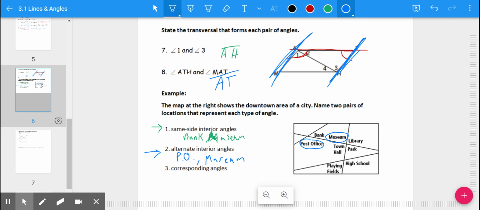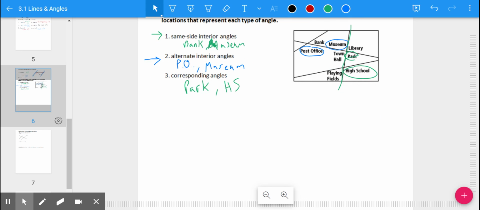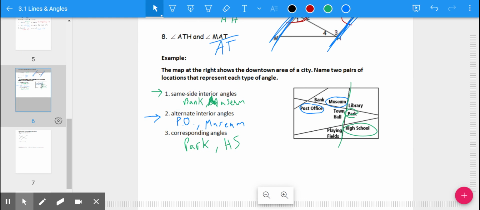And one other one, corresponding angles. So corresponding angles, we want to be in the same spot on the intersection. So for instance, if this is an intersection, this is an intersection, we would have the park going in the same spot as the high school, both in the bottom right of their respective intersections, with the transversal going right down like this. Park and the high school. So there's some additional examples dealing with transversals and angles formed by them.